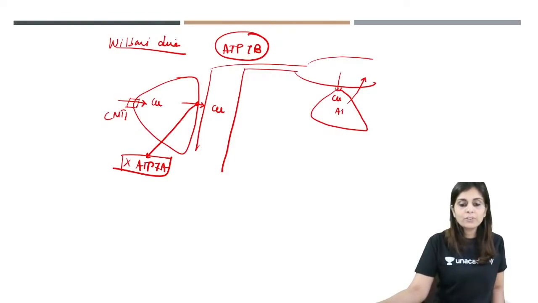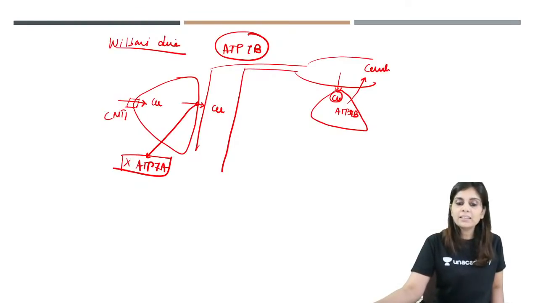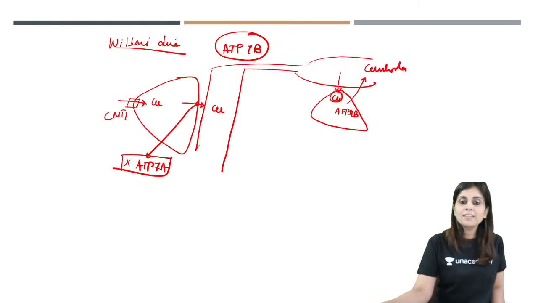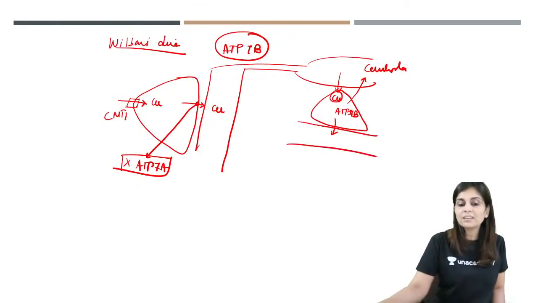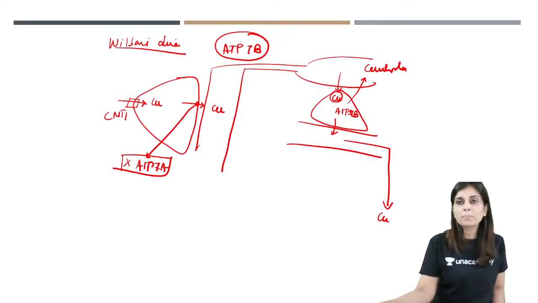And that is done by ATP7B. So what is the function of ATP7B, which is basically a transporter? It helps in incorporating copper into apoceruloplasmin, converting it into ceruloplasmin, which is then released into circulation. Another function of ATP7B is that it is responsible for secreting copper into biliary ductules, because this is one way of excreting copper.